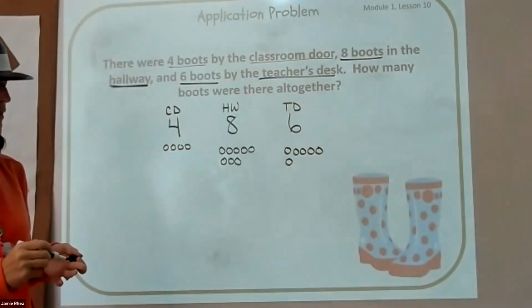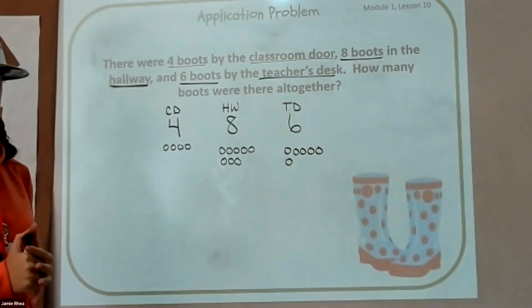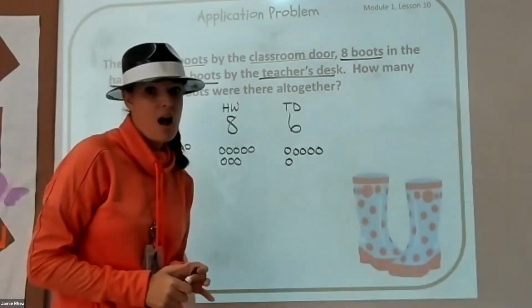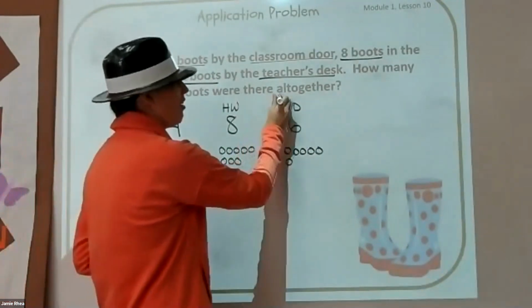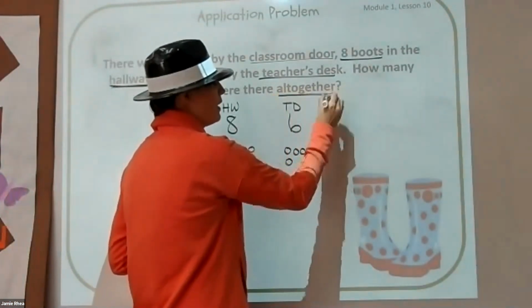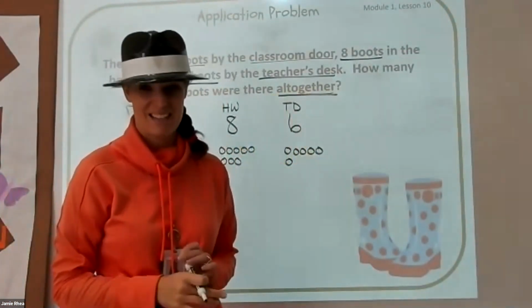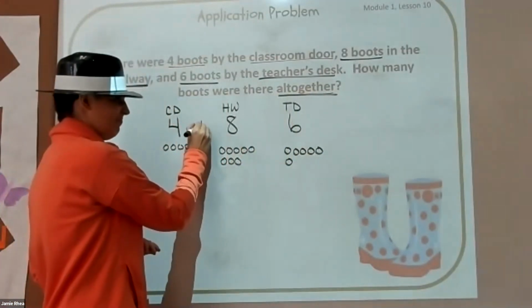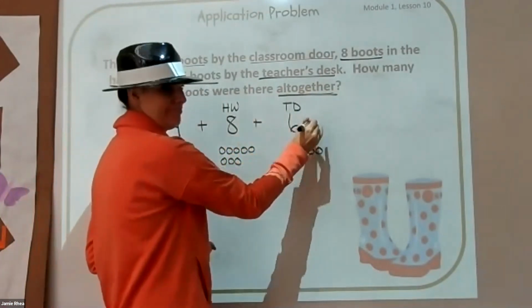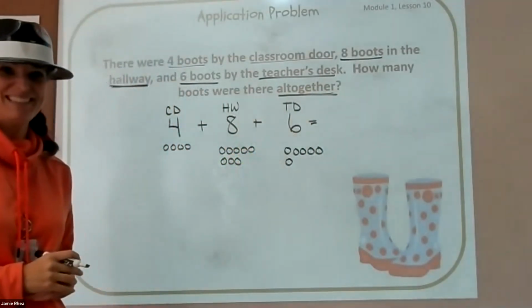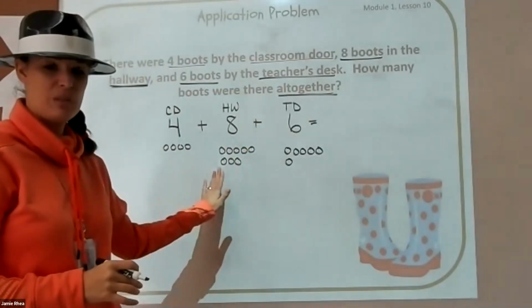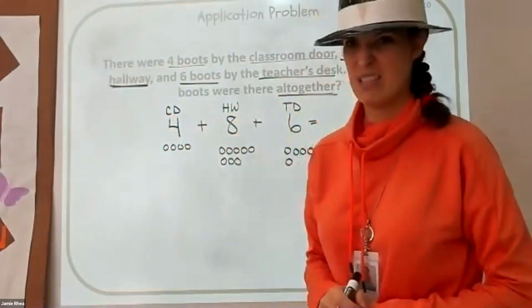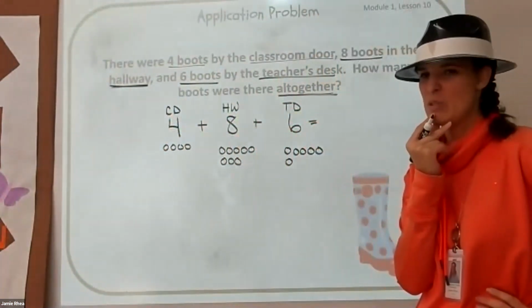Now, how many boots were there all together? Did you know there's a clue there? All together is a clue. That means I'm going to have to add. You know what? I just made a number sentence. So now I have 4 plus 8 plus 6. Now, what's a way I could do this? I'm looking at that.